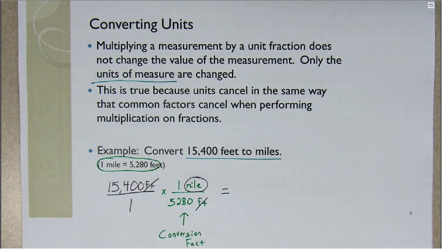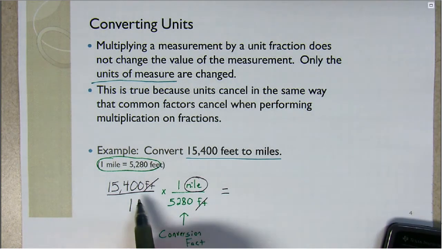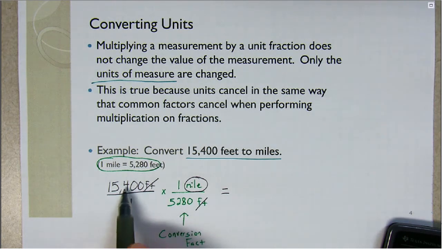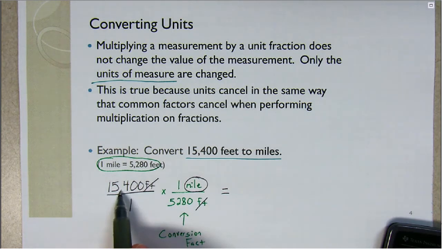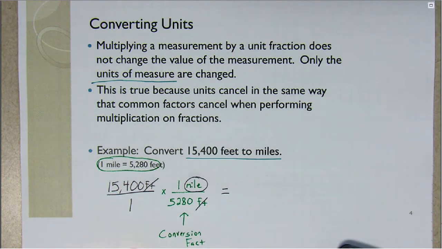Now, you reach for your calculator. We're going to be using calculators in every lesson from here on out. And we multiply across the top but divide off anything on the bottom of these unit fractions. So we're going to take 15,400 times 1 but divide it by 5,280.